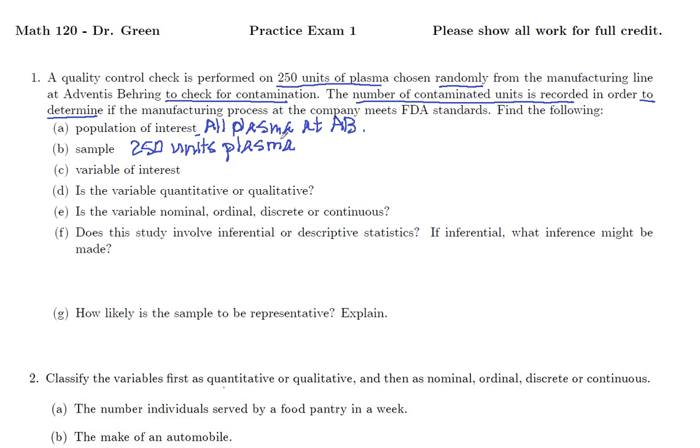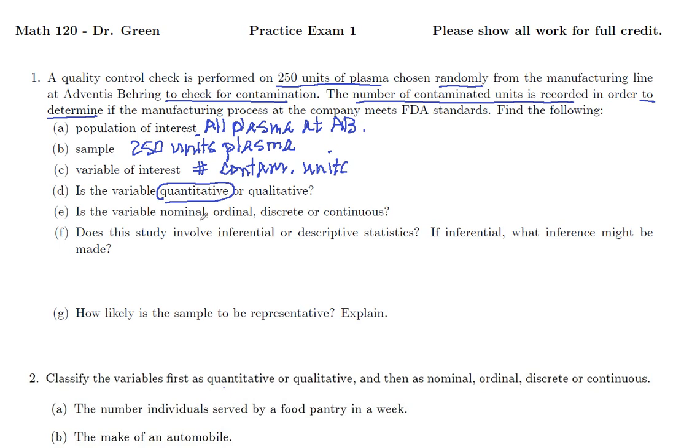Variable of interest, your number of contaminated units is what's going to be recorded. So that's our variable. So number of contaminated units of plasma. Is the variable quantitative or qualitative? Well, it's a number here, so it's going to be quantitative.